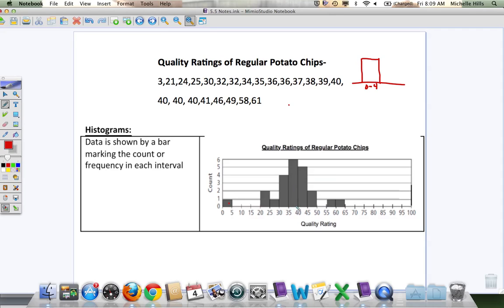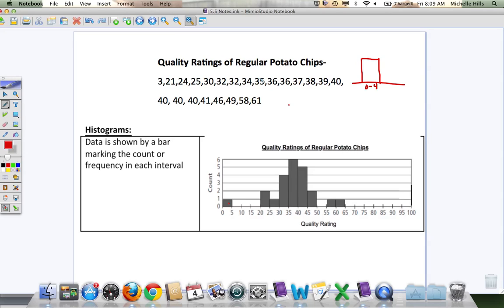So the height of the bars tells me, for example, right here in the middle, that from 35 to 39, there are 6 data values that fall in that range. And if I count up 35 to 39, I've got the 35, 36, 37, 38, and 39. Yep, I have 6 different values that fall in that range.